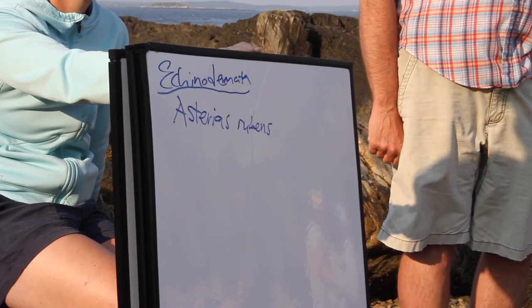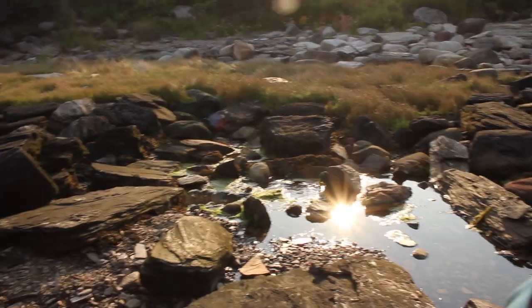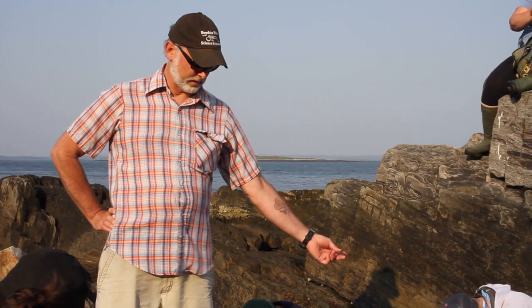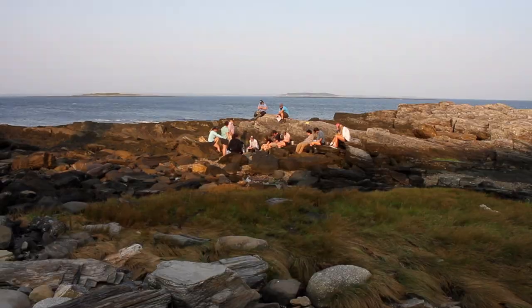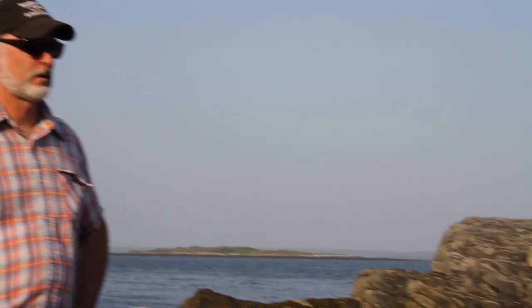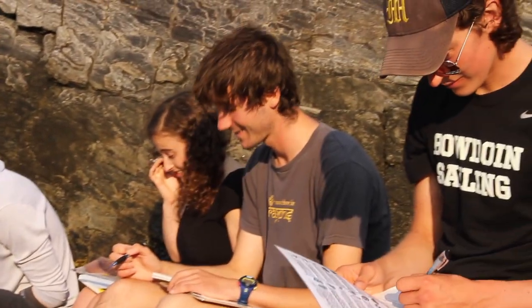We have the green sea urchin. And the scientific name for that is... Strongylocentrotus droebachiensis. Okay, let's try it. Strongylocentrotus droebachiensis. How do you spell that?